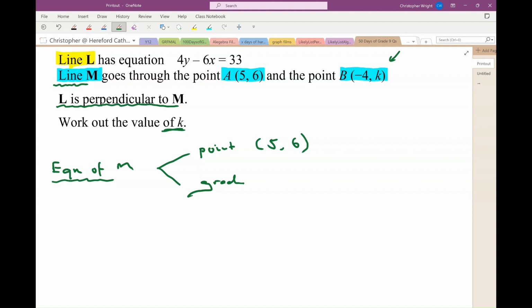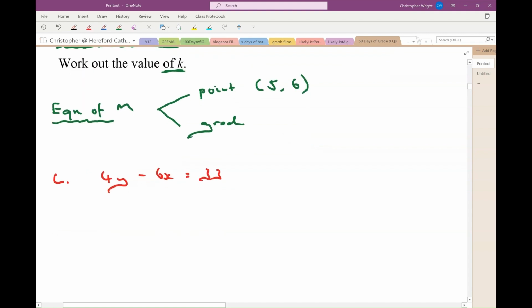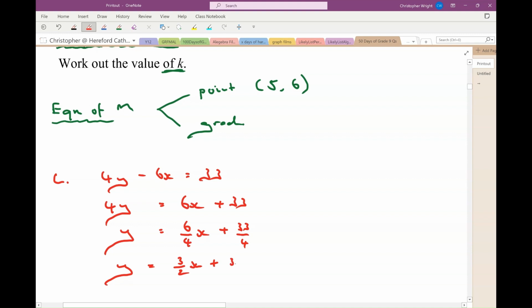So do I know the gradient of L? Well, I know the equation of L is 4y minus 6x equals 33. So if I rearrange that to make y the subject, then I'll be able to read off what the gradient is, because if y is the subject, then the gradient is simply the coefficient of x. So the gradient here is simply 3 over 2, look.